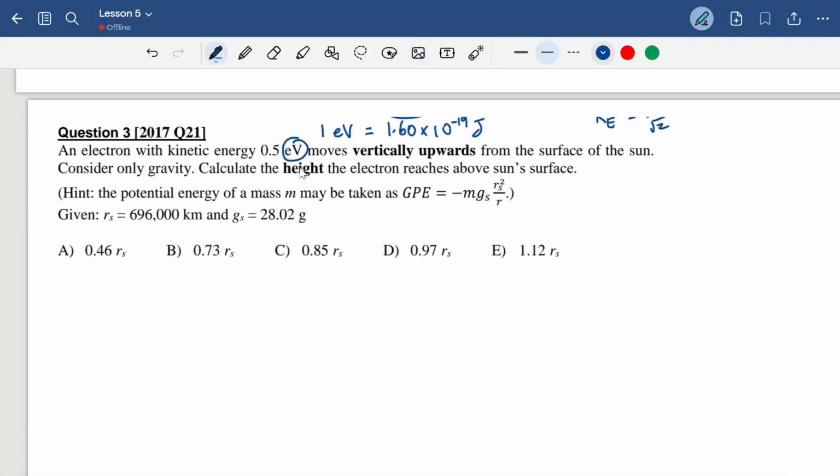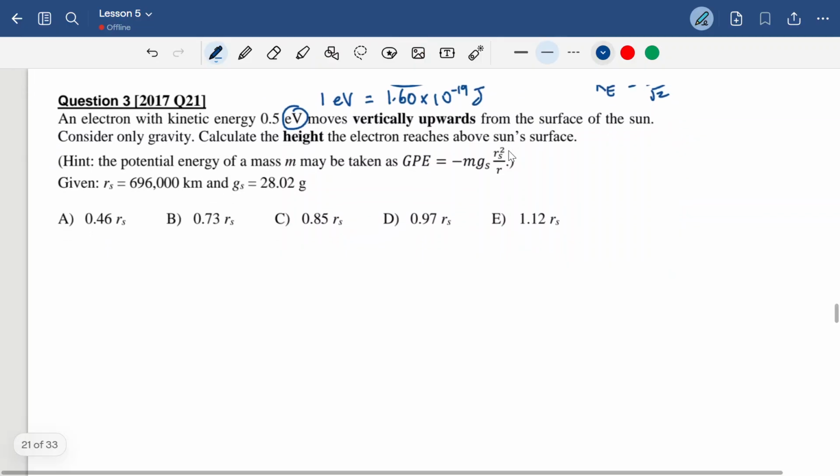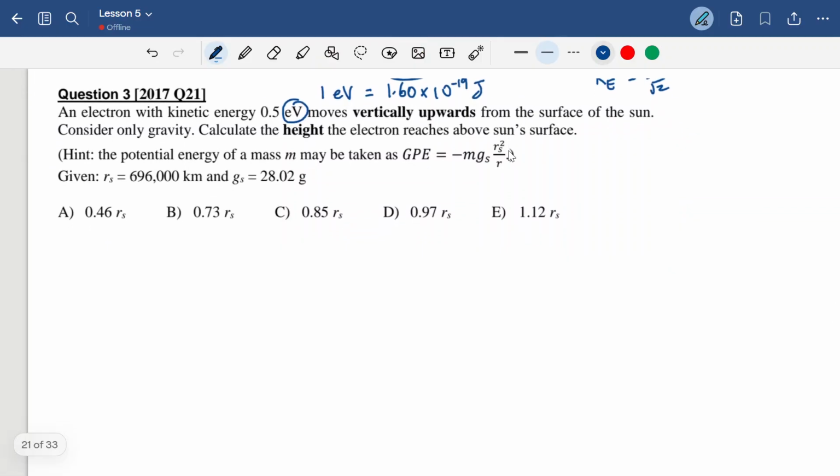So an electron with this KE moves vertically upwards from the surface of the sun. Calculate the height the electron reaches above the sun's surface. So it's similar to a question where you throw something from the surface of Earth and ask what's the maximum height. So there will be a loss in KE equals gain in GPE.